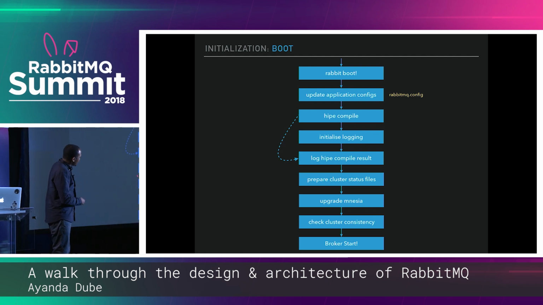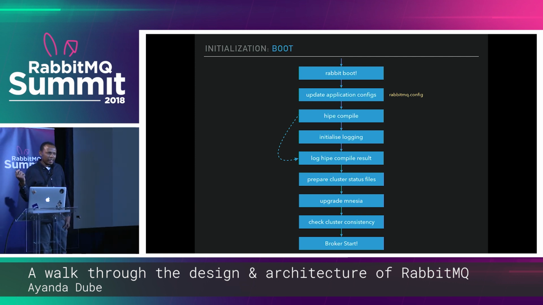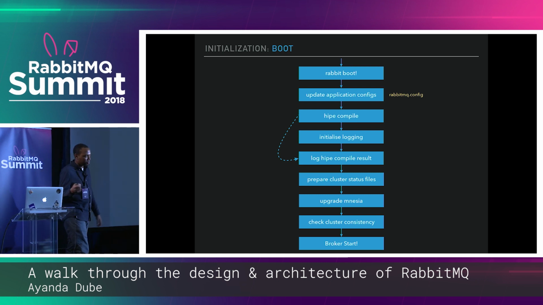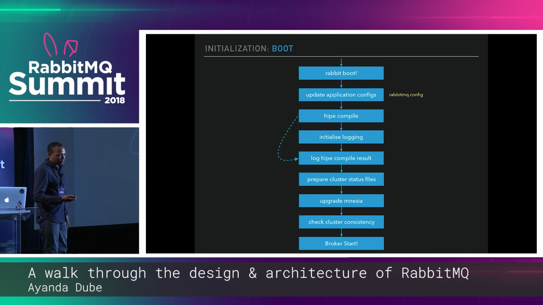And then you've got a whole bunch of other procedures that are carried out. You've got hype compile options, and checking cluster consistency. I think Michael mentioned this, that in later versions they're planning to have different versions running together. So you've got a 3.6 node running with a newer node, for example. And at the moment, if that cluster consistency check fails, you won't be able to start your node.